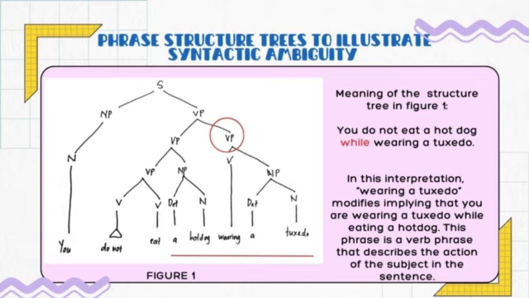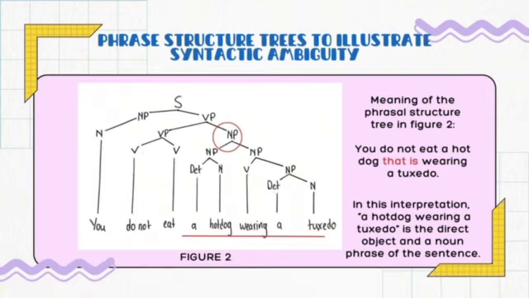In this interpretation, wearing a tuxedo modifies you, implying that you are wearing a tuxedo while eating a hot dog. This phrase is a verb phrase that describes the action of the subject in the sentence. The second meaning of this sentence is, you do not eat a hot dog that is wearing a tuxedo.